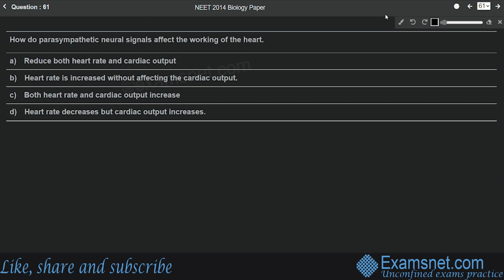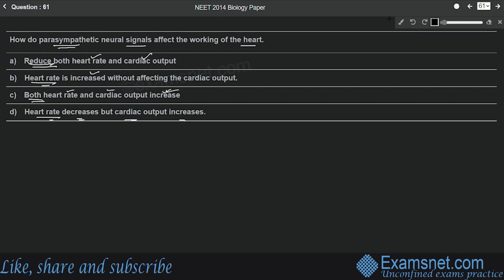Question number 61 is from the chapter Body Fluid and Circulation, and the question is, how do parasympathetic neural signals affect the working of the heart? Option A, reduce both heart rate and cardiac output. Option B, heart rate is increased without affecting the cardiac output. Option C, both heart rate and cardiac output increase. And option D, heart rate decreases but cardiac output increases.